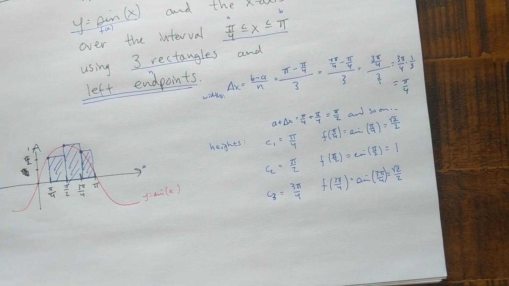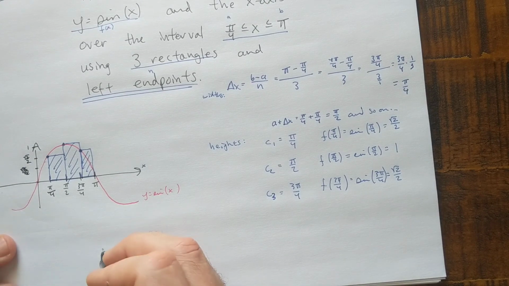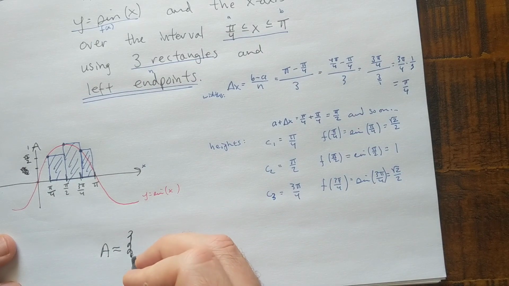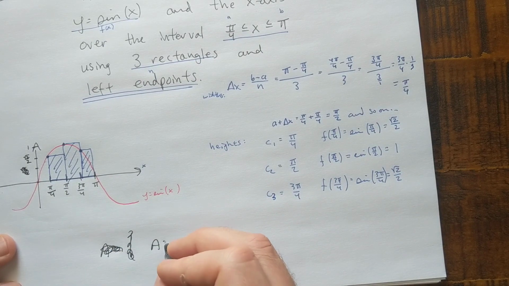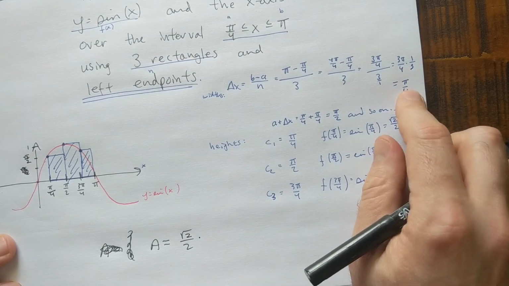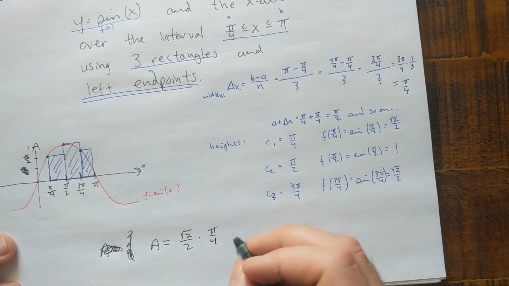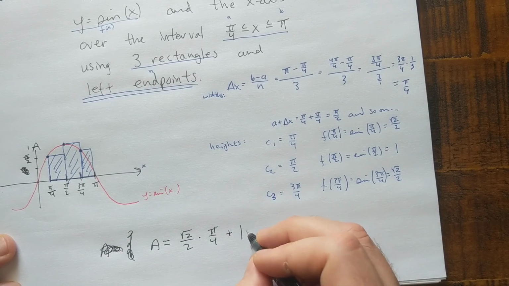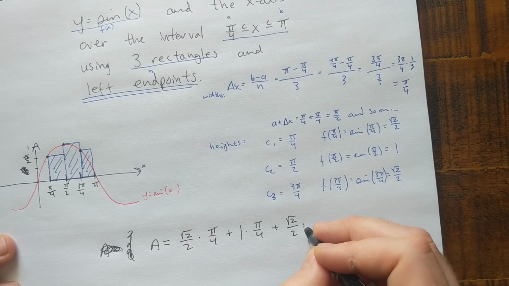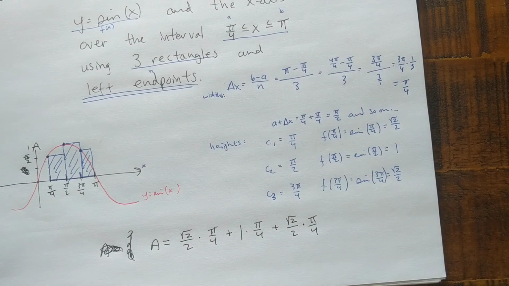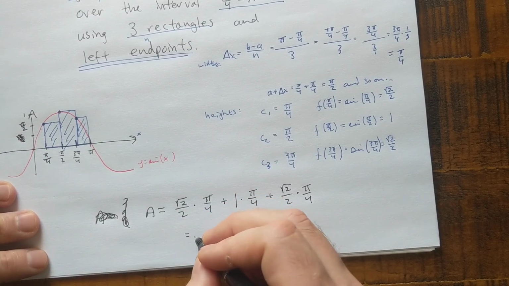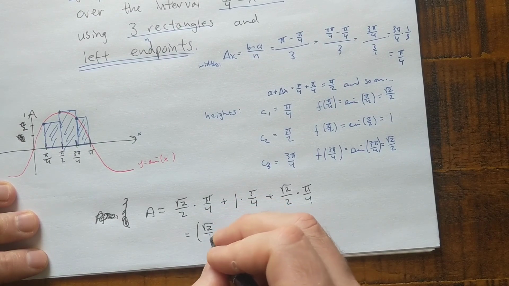And then let's compute the areas of these things. So the area is equal to, let's start over, the height, square root of 2 over 2, times the width in this case, pi over 4, plus 1 times pi over 4, plus square root of 2 over 2 times pi over 4. And we're not going to get a great answer here, as far as we won't be able to simplify it very much, but let's try a little bit.